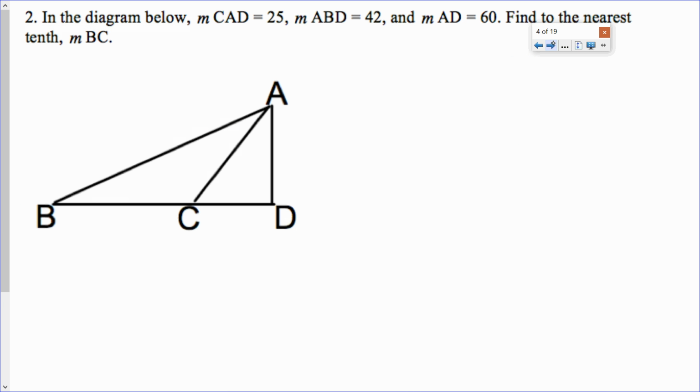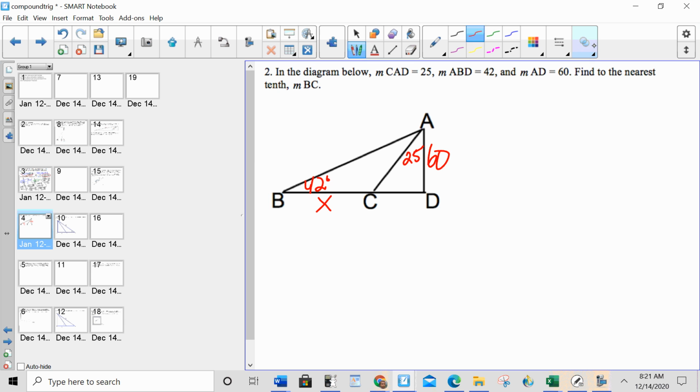So number 2 is very similar. Let's get started with it. Angle CAD is 25. ABD is 42. AD is 60. And it's asking for BC. Well, I see two right triangles. I see this small one. And then I see this big one.